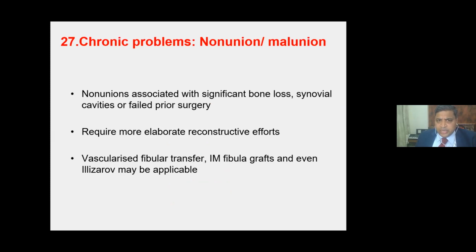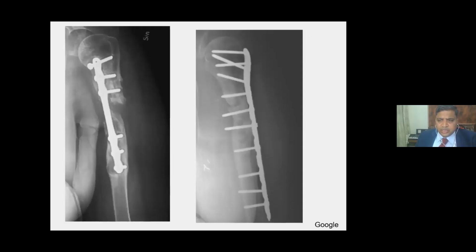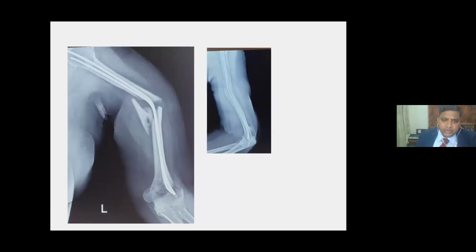Then further down the line are the chronic problems, where the patients have non-unions which are associated with significant bone loss or synovial cavities or with failed previous surgeries. So you need to have more elaborate reconstructive efforts to go for such kind of fractures. Certainly fibula transfer, either vascularized or intramedullary grafts, along with a lot of grafting are applicable. This is a case example to demonstrate the kind of lysis which can happen in humeral fractures and the kind of fixation which you need to achieve this stability in such complex non-union scenarios.